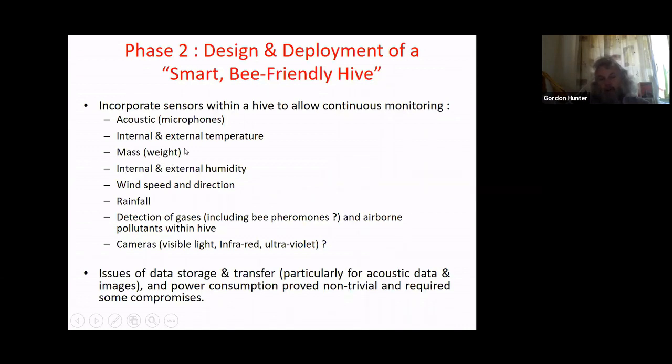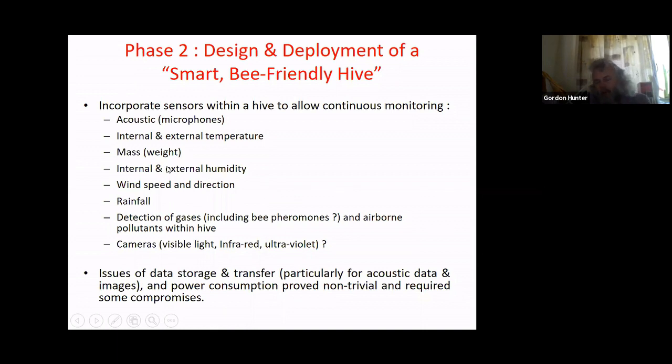The mass or weight of the hive, to indicate whether it was gaining or losing weight. That's indicative of whether the hive's thriving in terms of the number of bees, also in terms of honey production, and also indicates things about whether the bees have swarmed and so on. I would note that temperature is also a good indicator of when the hive is likely to swarm. The temperature will tend to rise significantly in the days immediately prior to a swarm. So if we notice a rise in the hive temperature, there is a good chance that the hive may swarm, but that's something we're trying to investigate more quantitatively.